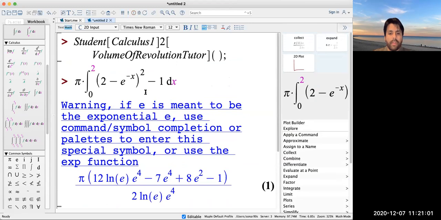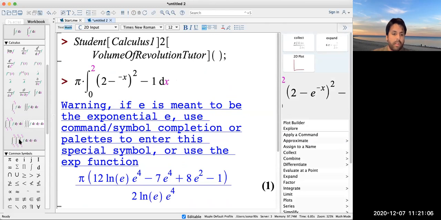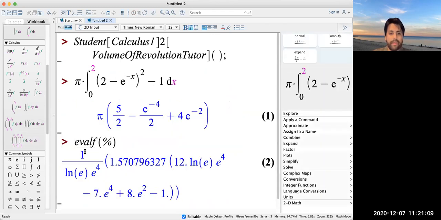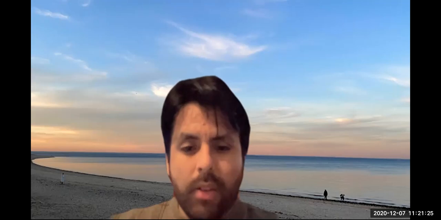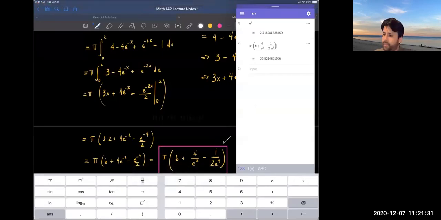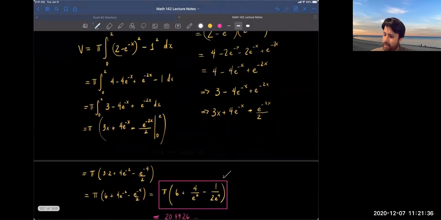Oh, I have to write this as e. I think that might be an issue. Yeah, 5 halves. Okay, so I'm getting kind of crazy with this now. Where did we go wrong? Are we missing something?